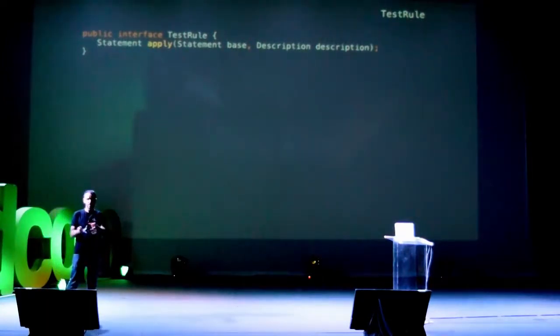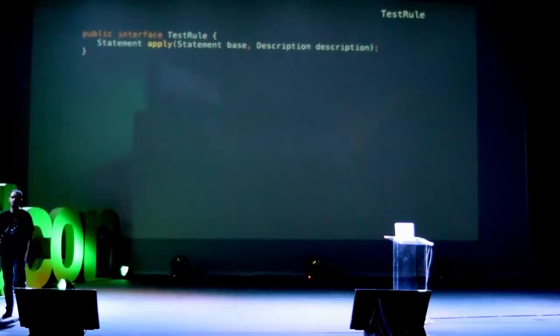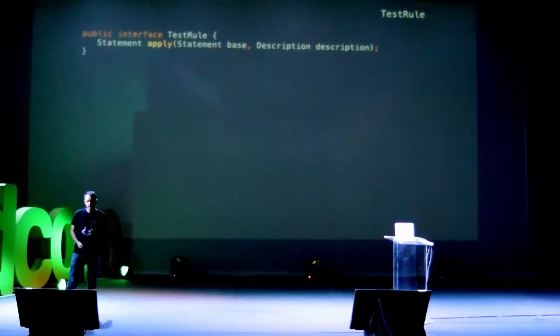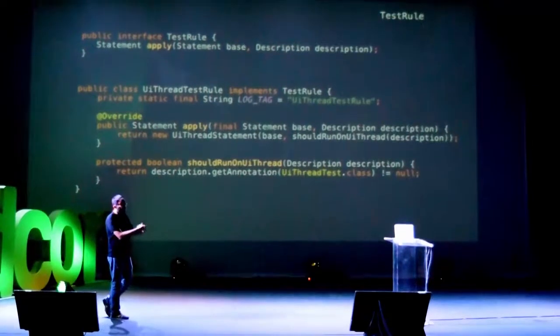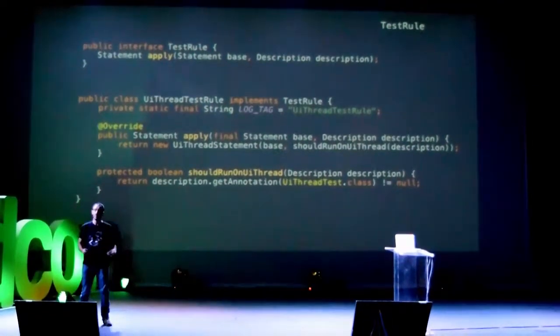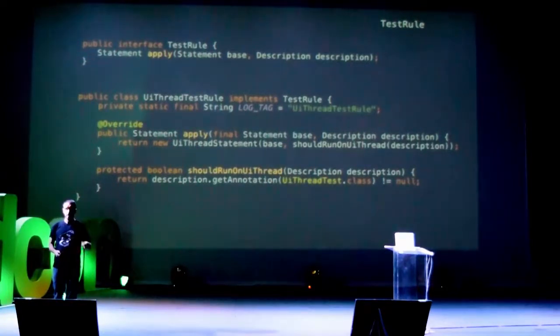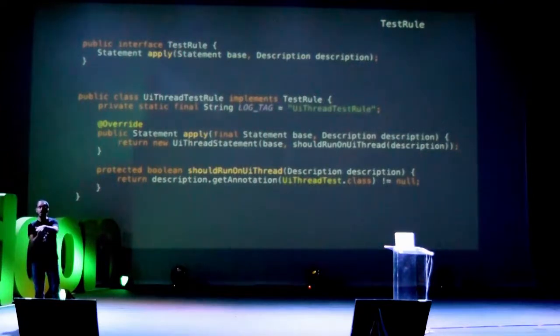So, activity test rule, test rule. Test rule is not a concept from Espresso, it's a concept from JUnit, from the Java framework, right? And it's quite simple, because a test rule is trying to catch the statement that we want to apply in a test and do some operations. Here, the UI thread rule is one rule defined by Espresso, and as you can see, it's trying to wrap the statement in a UI thread statement.